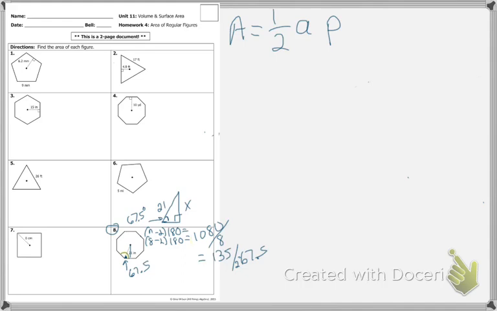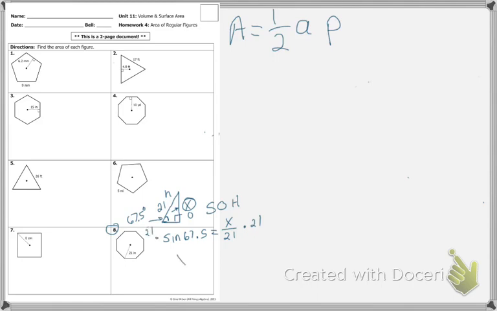So now we're going to use SOHCAHTOA to find the x. Alright, here we go. X is actually opposite. The 21 is the hypotenuse. So sine is what we will use. Sine of 67.5 is equal to the opposite over the hypotenuse. Times 21 to get rid of that, times 21, and we end up with x is equal to sine 67.5 times 21, which is 19.40.